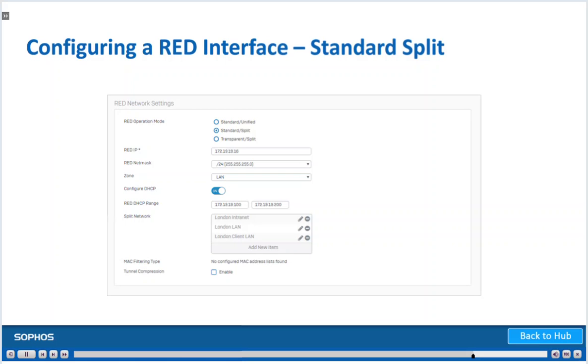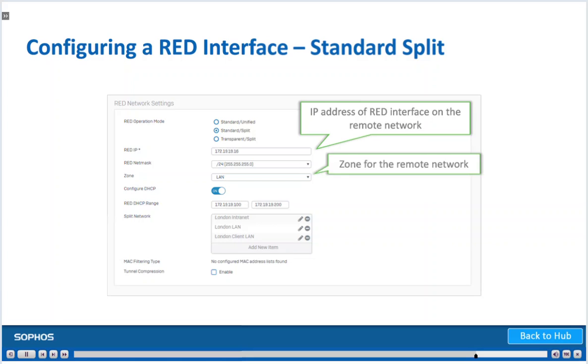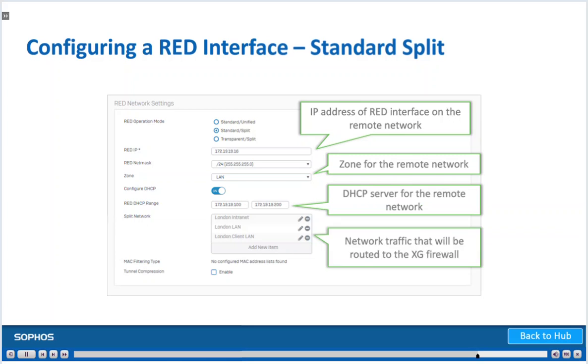In standard split mode, you need to configure the IP address of the RED interface on the firewall, the zone of the network connected via the RED, a DHCP server for the remote network, and the network or networks for which traffic should be sent to the Sophos XG firewall by the RED. All other traffic will be routed through the WAN port of the RED.